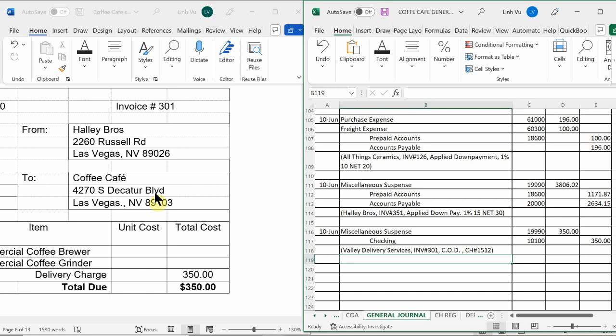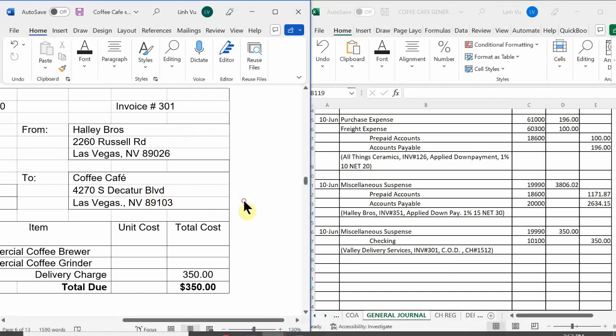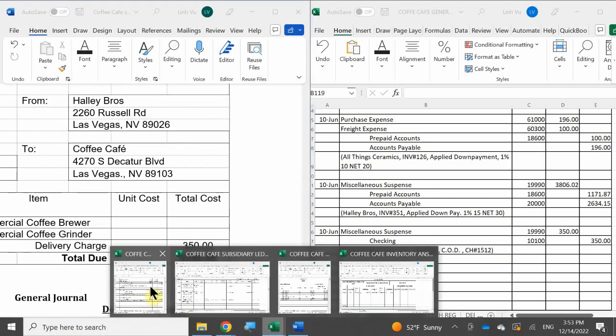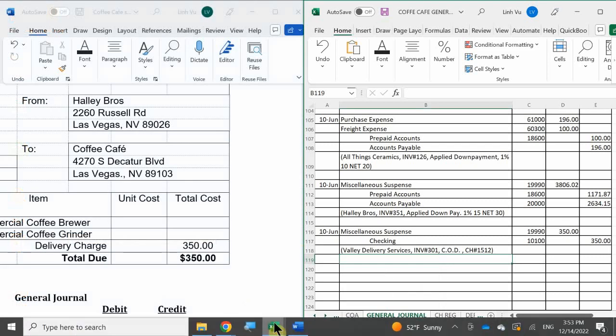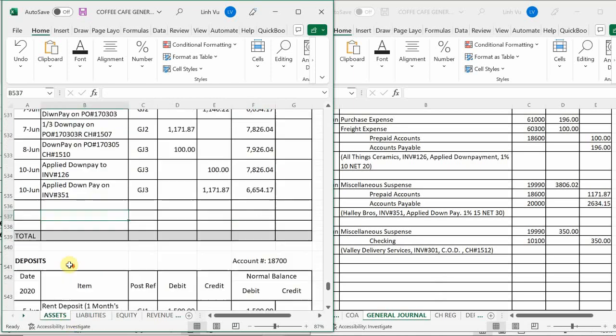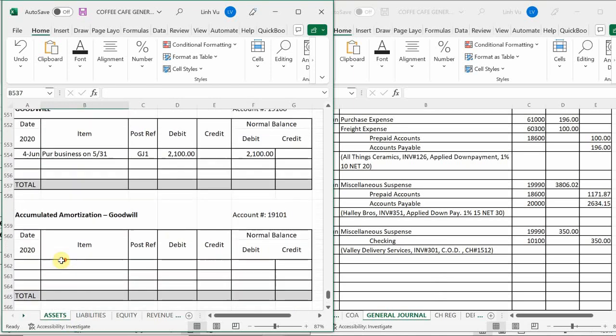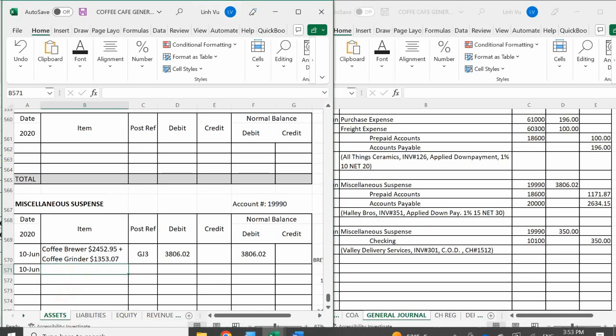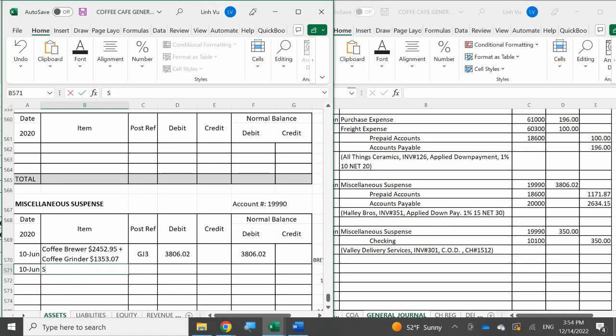Okay, so then I'm going to go ahead and plug into my ledger that I have another miscellaneous suspense. Here's miscellaneous suspense. And I'm going to code this, since it's a shipping cost or delivery cost, whatever you want to call it. Delivery, shipping cost. Okay, split.